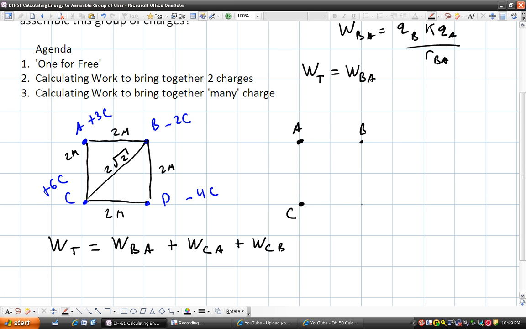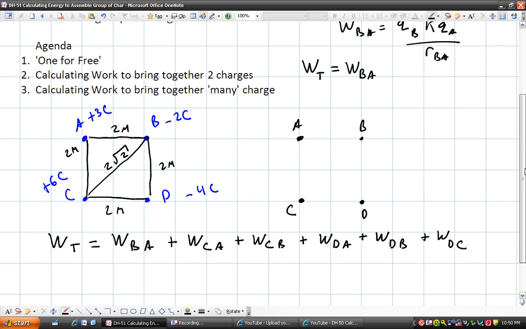Now, you can see how this grows. If you have charge D, when you bring in charge D, there's work due to the electric field from A. There's going to be another term, the work bringing D in due to the electric field from B, and the work on D due to the electric field from C.